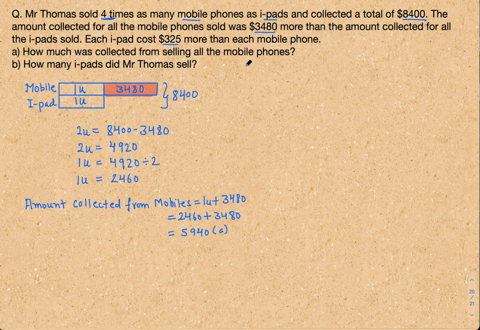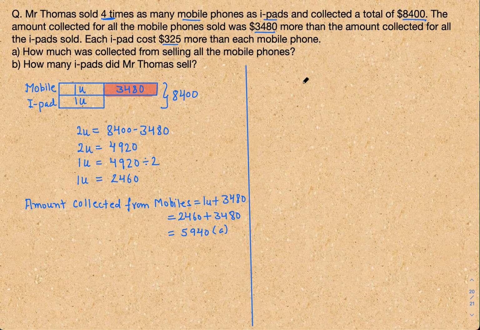Now we'll move on to part B, which is asking how many iPads did Mr. Thomas sell, right? So we need to find out the number of iPads he sold. So for this one, this model represents the money, right? How much money was collected by selling mobile phones and iPads, and what was the total amount and all.